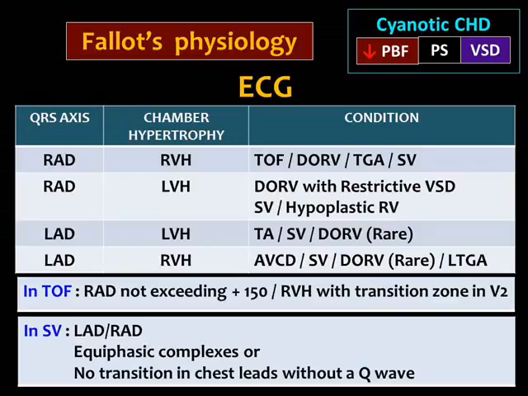Now some patients with this RVH have left axis deviation as in AV canal defects, single ventricle, rarely in DORV and in LTGA. Rarely, instead of RVH, patients in this group of cyanosis with decreased pulmonary blood flow show LVH, as in tricuspid atresia, certain types of single ventricle, hypoplastic RV and certain types of DORV.